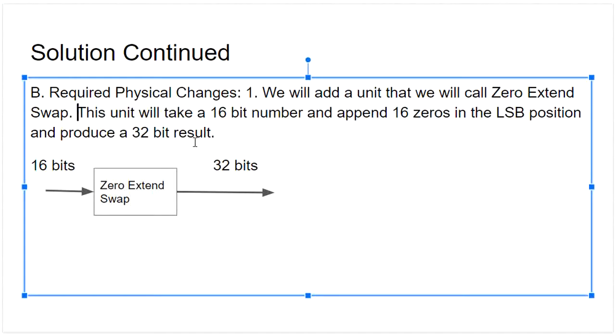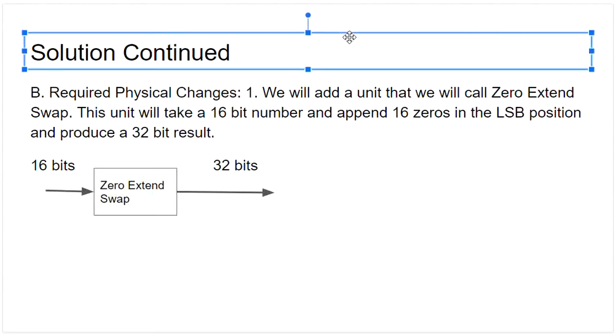This unit will take a 16-bit number and append 16 zeros to the right side, in the least significant bit positions, to produce a 32-bit result. So you see 16 bits go in, 32 bits come out. That is our 32-bit value, which has been shifted 16 places.